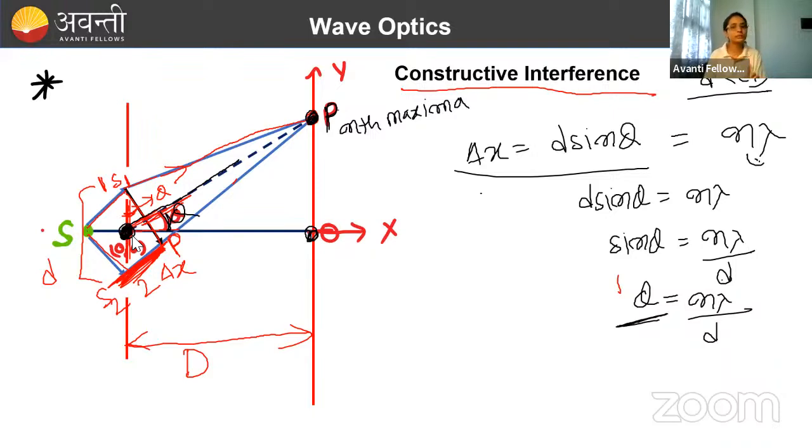Now, what is the most important thing that we also need to discuss here? What if this YDSE experiment is not happening in air? It is happening in some other medium. Suppose I have dipped this YDSE experiment in oil, whose refractive index is mu. So what is going to change there? What is going to change?